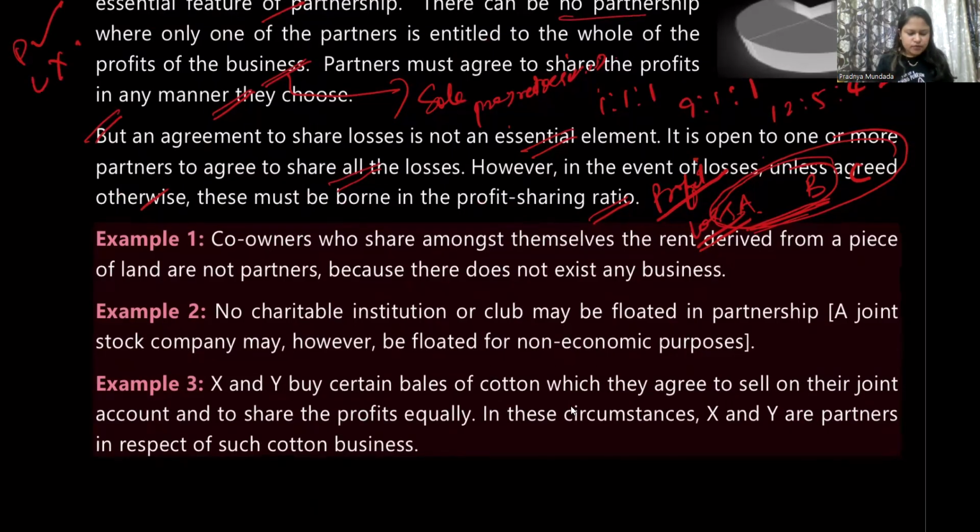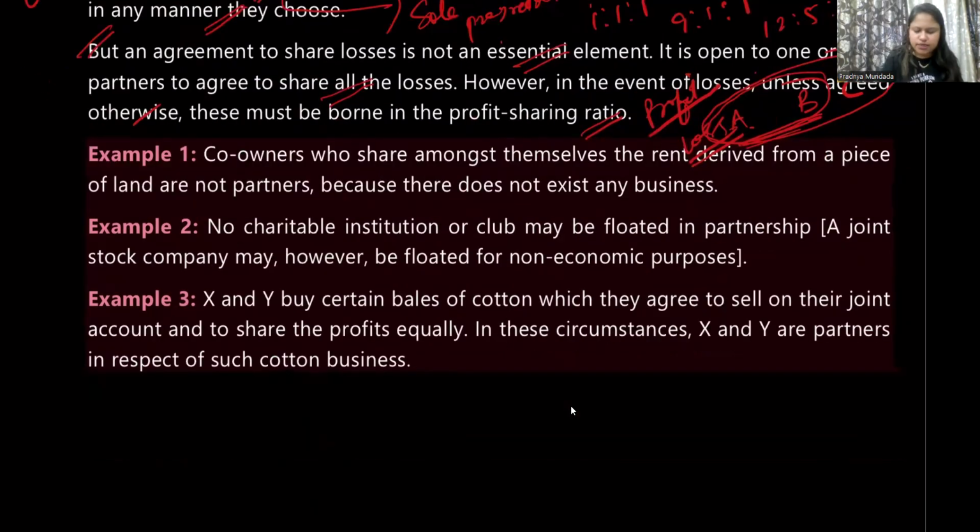Okay. Now look at that. Co-owners who share amongst themselves the rent derived from a piece of land. Okay, now there's a land, two people are owners. From the land, rental income we are generating and we are taking 50% you, 50% me. Is this a partnership? The answer is no.